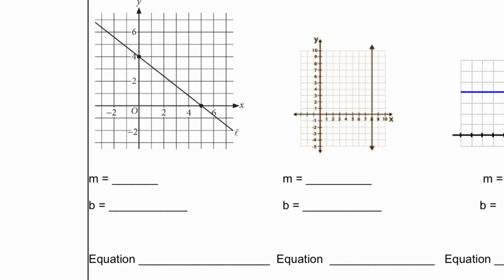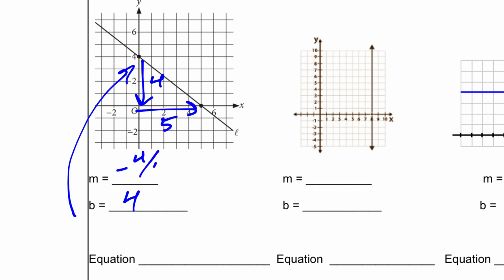Writing linear equations. My b value is always where I cross the y-axis. That's at 4. My m value is rise over run. I go down 4 and right 5. That's negative 4/5. That's my slope. I write this as negative 4/5 x plus 4.